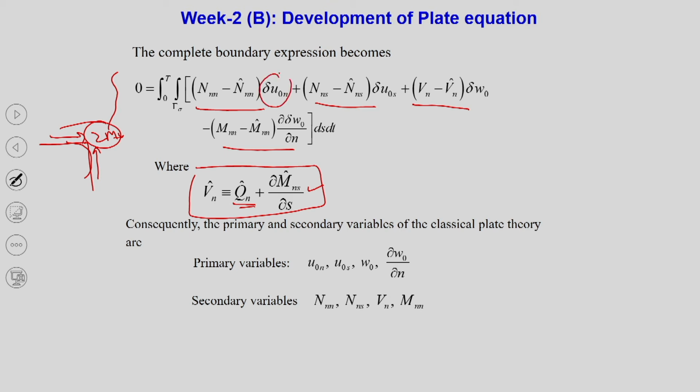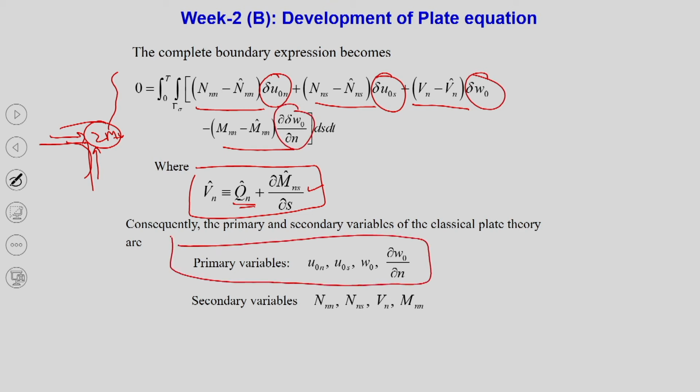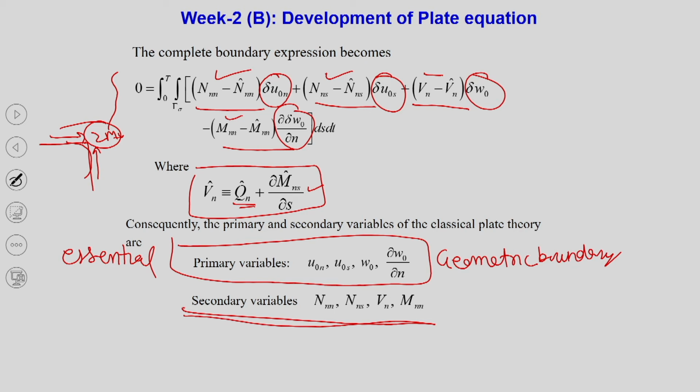So, U naught, W naught and W naught comma n are our primary variables. Sometimes we call them geometric boundary conditions, or sometimes we say essential boundary conditions, that is, displacement conditions that should be satisfied exactly. Then the secondary variables Nn, Ns, Vn and Ms are the secondary variables. These are known as natural boundary conditions. In most of the literature you will find that natural boundary conditions are not satisfied exactly, but the essential ones are.